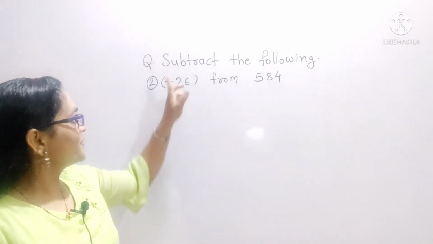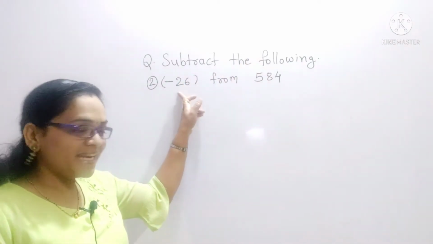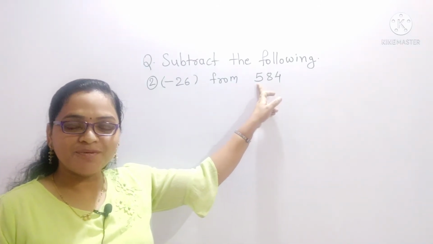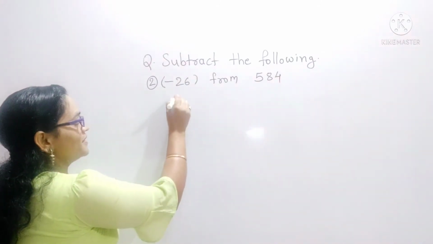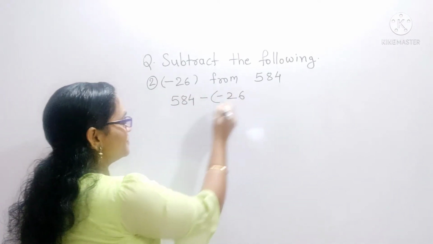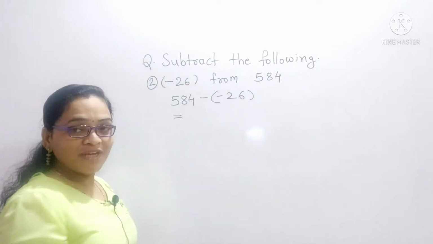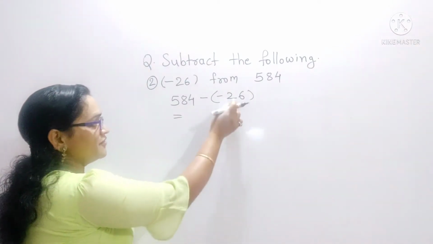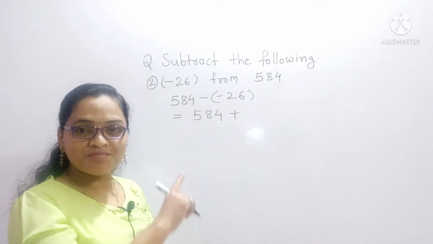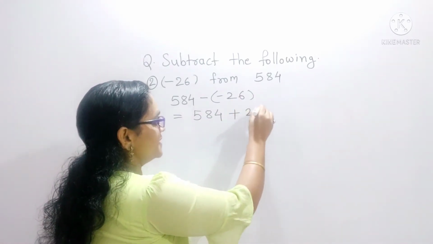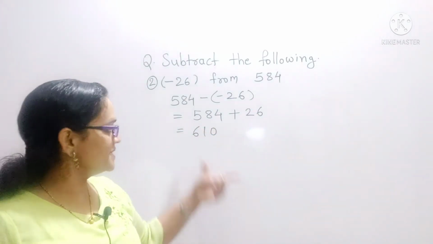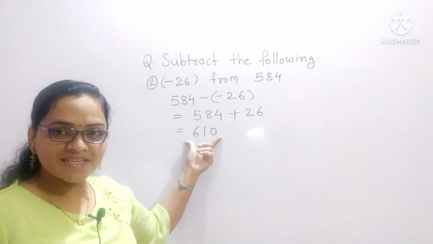Second example, see. Subtract the following: minus 26 from 584. First, which integer do we have to write? Yes, 584. 584 minus minus 26. Then we have to add the additive inverse of minus 26. The additive inverse of minus 26 is 26, so the result is 610. What is the difference? 610 is the difference.